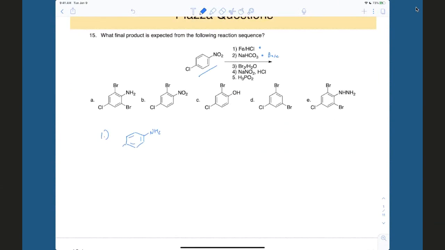These are done under acidic conditions. So actually I should probably say that in the first step, this will be protonated. And then in the second step, this molecule just gets deprotonated to its neutral form. We can take care of that pretty easily.